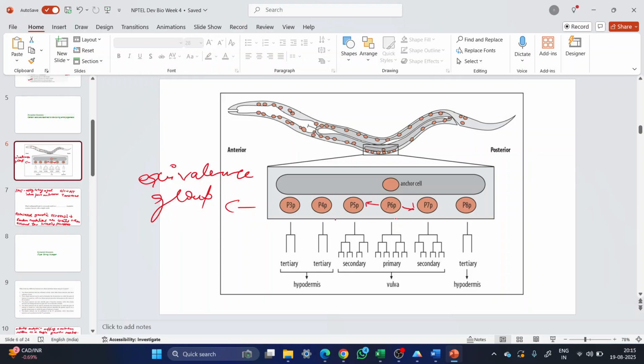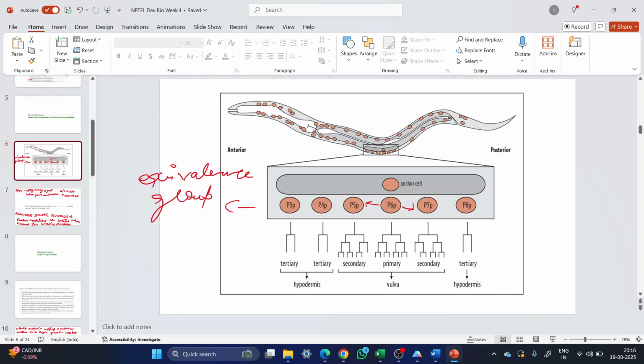What is the meaning of equivalence group? That all these vulval precursor cells have the equal potential of forming vulva. It all depends upon how much inductive signals they are receiving from the anchor cell. This sixth one, P6P, it becomes primary because it receives the maximum amount of inductive signal. These two cells receive lesser amount of inductive signal from the anchor cell and some of the signals they receive from the P6 through lateral signaling. Therefore, they become the secondary cells.